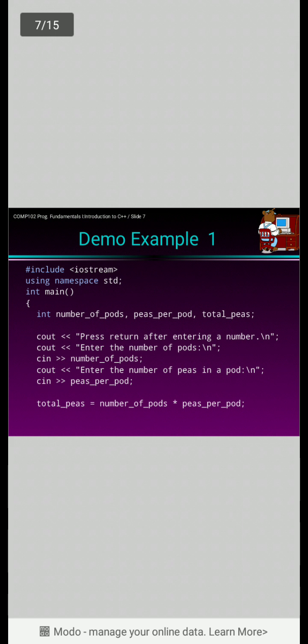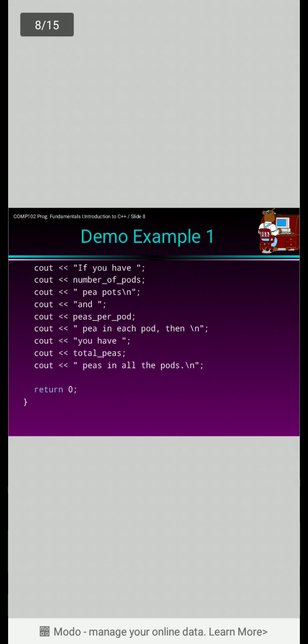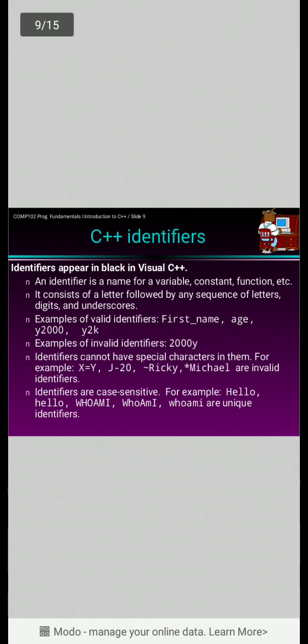Next program is again a demonstration in which iostream, as I told you, is input output stream, using namespace std, and int main. Actually in C++ it's very important that the return type of the main function is always integer, int. That is very important. Next, just some output statements.